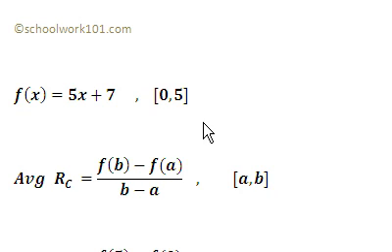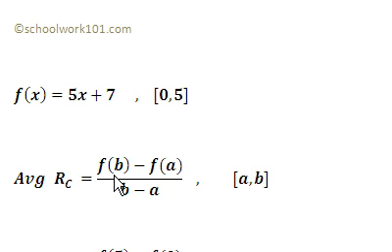Hey, we're going to be looking at finding the average rate of change in this notation right here. I've got AVG for average and RC right here for rate of change. Here's our function f of x is equal to 5x plus 7. We're on this interval right here. So this is an interval between 0 and 5, and we're going to be using this formula right here.